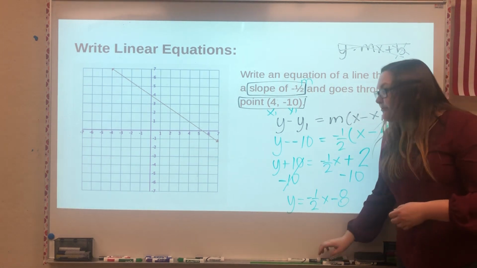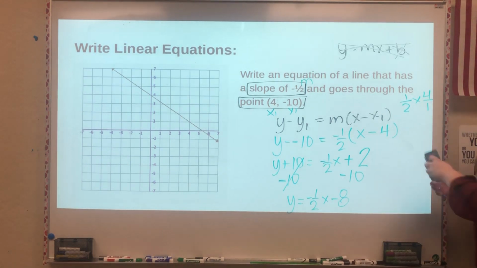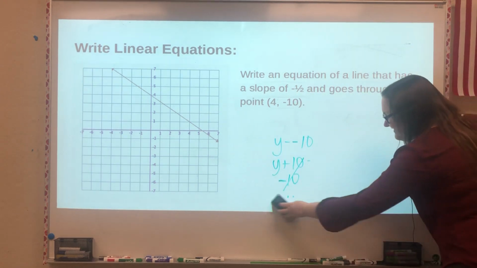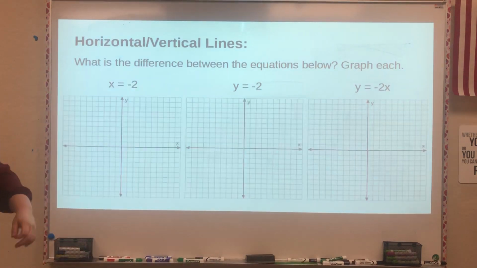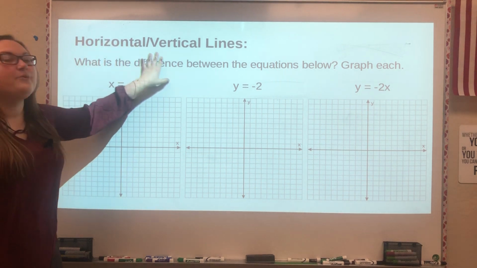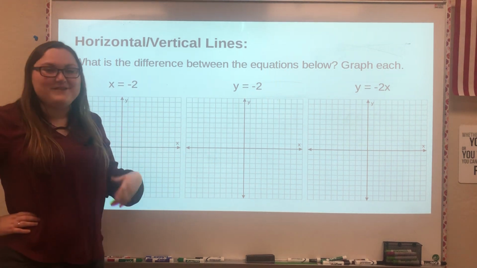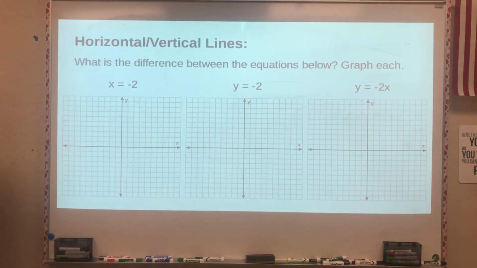Hopefully this is a good review of writing linear equations and the 2 formulas we use to write linear equations. I'll go ahead and erase all this and we'll keep moving right along. The next question is also related to linear equations. This lesson comes from our lesson on horizontal and vertical lines. The question is, what is the difference between the equations below? Graph each. So you can leave the graphing to me, but if you want to describe the difference between these 3 equations, go ahead and try that now.